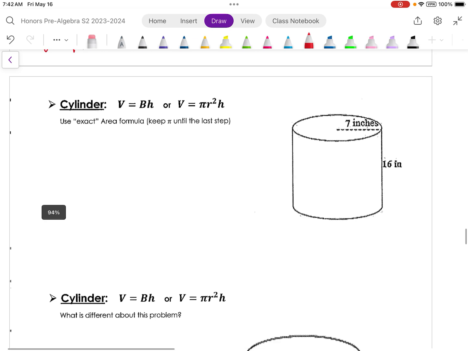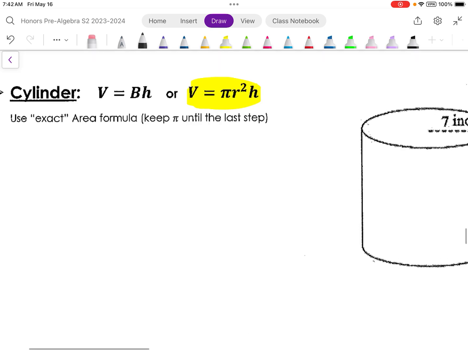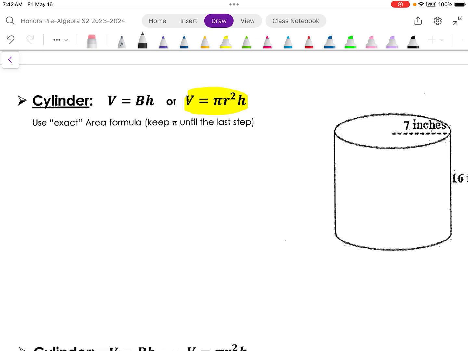This is a cylinder, and I've got the formulas up here for cylinder. Really, the key one that you need to note is this one. Volume equals pi r squared times height. It is the same exact thing as this one, except it just expands on it for us without us having to do it. The base here is a circle, and the area formula for a circle is pi r squared. And so we can use the V equals pi r squared times height formula.